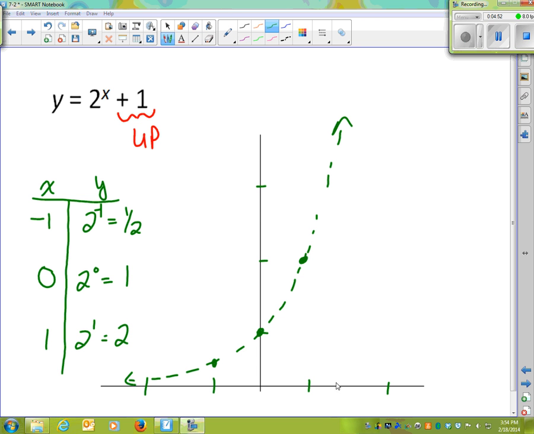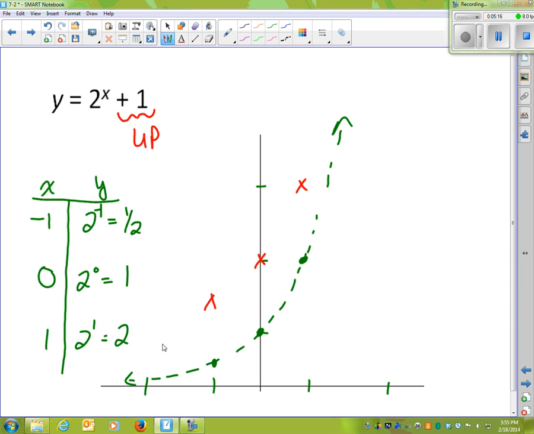Okay, I've just plotted the parent function, y equals 2 to the x. Always use the same 3 points, -1, 0, 1. Now I'm going to move each one of those points up 1 unit. So from 1/2, I'll go to 1.5. From 1 up to 2, and 2 up to 3.